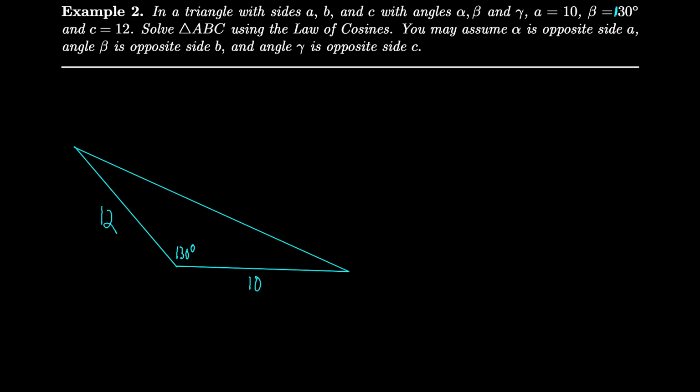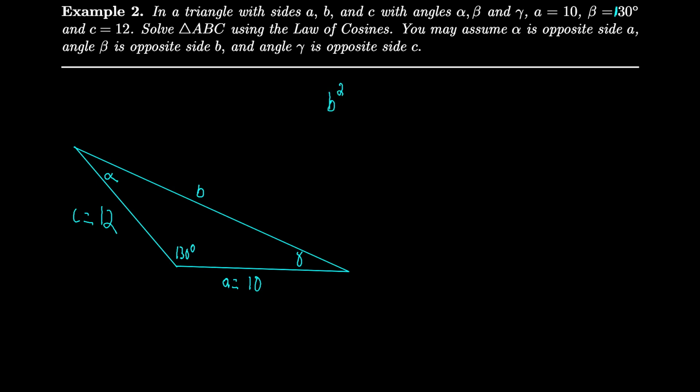So I know that A is 10. We know that C is 12. Okay, which makes this down here the side opposite C, which is gamma. And then that makes this alpha. And of course that's beta, which makes this B. So now we can solve for everything. So I want to know B.